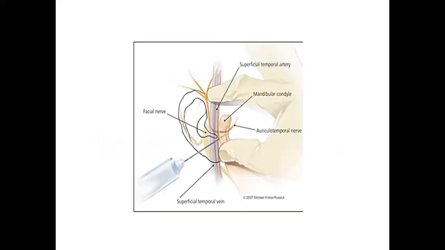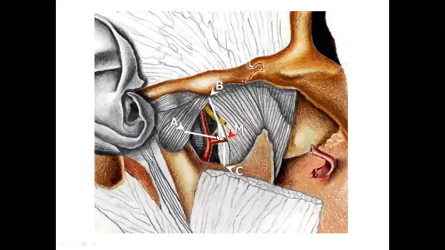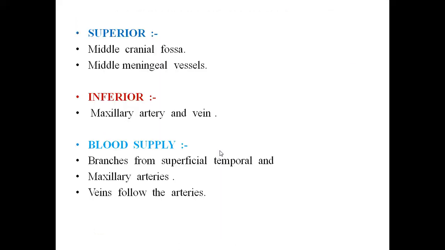See here, we can identify the auriculotemporal nerve, some blood vessels, the superficial temporal artery and the vein. These are the relations posterior to this TM joint. See here the maxillary artery branches, going and having a posterior relation with the auriculotemporal nerve. Next, superiorly, it is related to the middle cranial fossa and the middle meningeal vessels. Whereas inferiorly, the maxillary artery and maxillary vein are related to this TM joint.